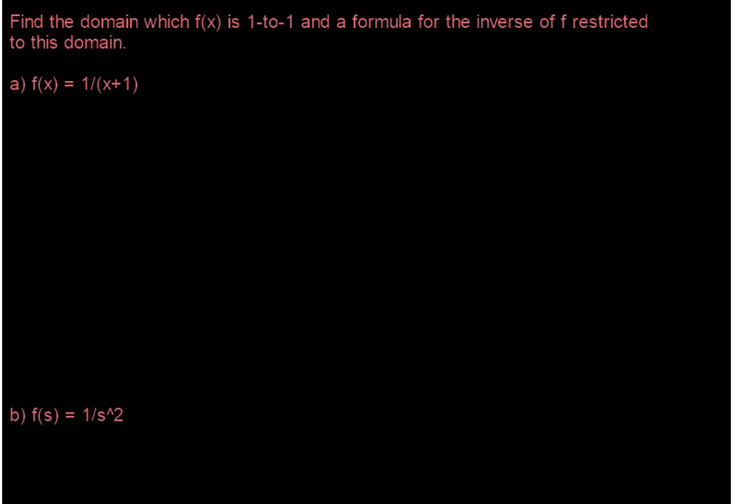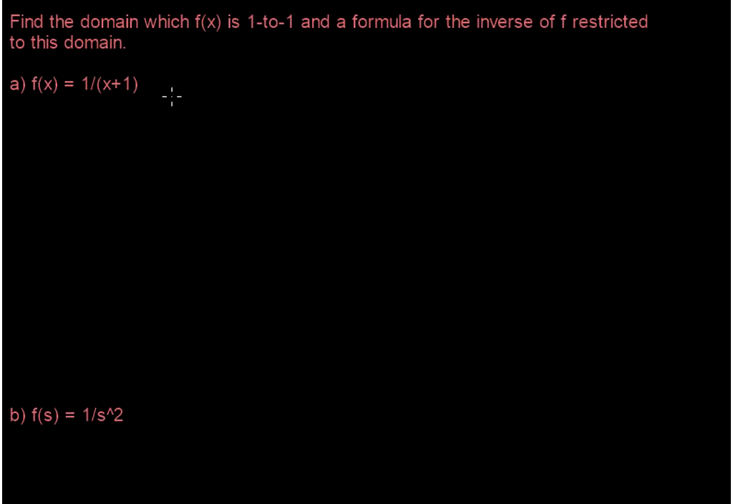Okay, so this question is asking to find a domain on which these two functions are one-to-one, and find a formula of their inverse on that domain. So all a one-to-one function is, is a function that has an inverse. You can have a function that isn't one-to-one, and it's still a function, but if it's not one-to-one, it won't have an inverse. There are at least two ways to find if a function has an inverse.